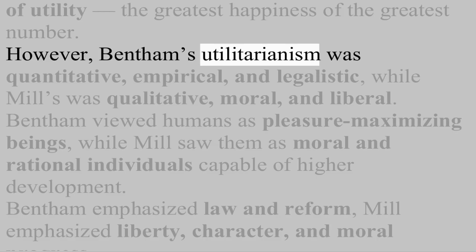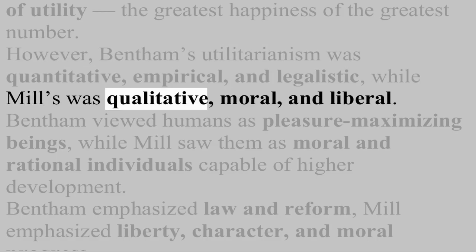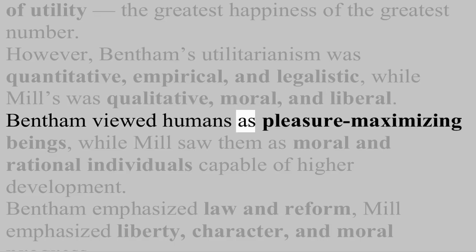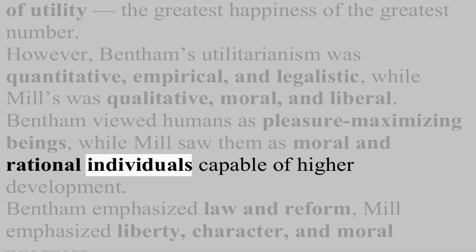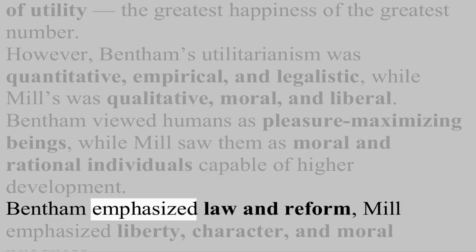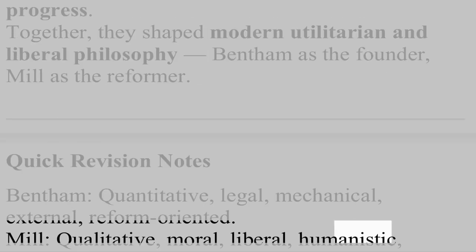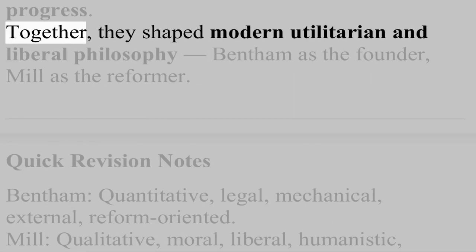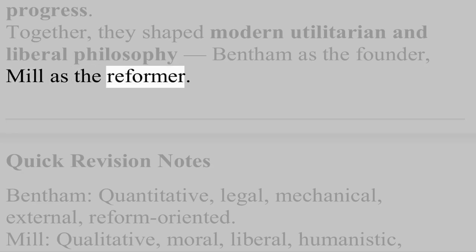However, Bentham's utilitarianism was quantitative, empirical, and legalistic, while Mill's was qualitative, moral, and liberal. Bentham viewed humans as pleasure-maximizing beings, while Mill saw them as moral and rational individuals capable of higher development. Bentham emphasized law and reform, Mill emphasized liberty, character, and moral progress. Together, they shaped modern utilitarian and liberal philosophy, Bentham as the founder, Mill as the reformer.